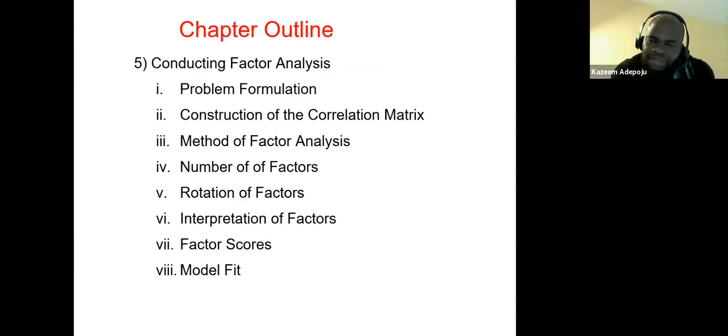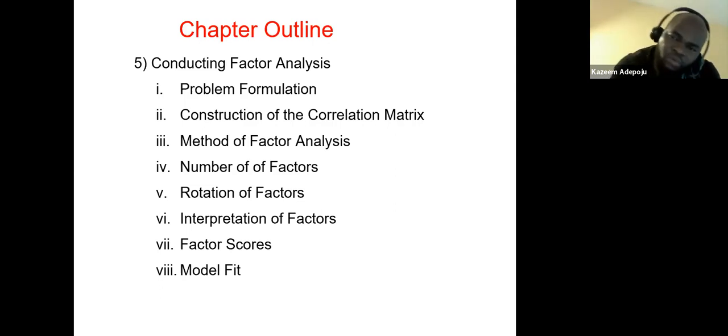Okay, so another thing that we're going to talk about, one of the objectives in the outline, is conducting factor analysis. And if I want to conduct factor analysis, of course, we have an algorithm, a procedure that we're going to follow systematically. Number one, we're always going to have what we call a problem formulation. Number two, we need a construction of the correlation matrix.